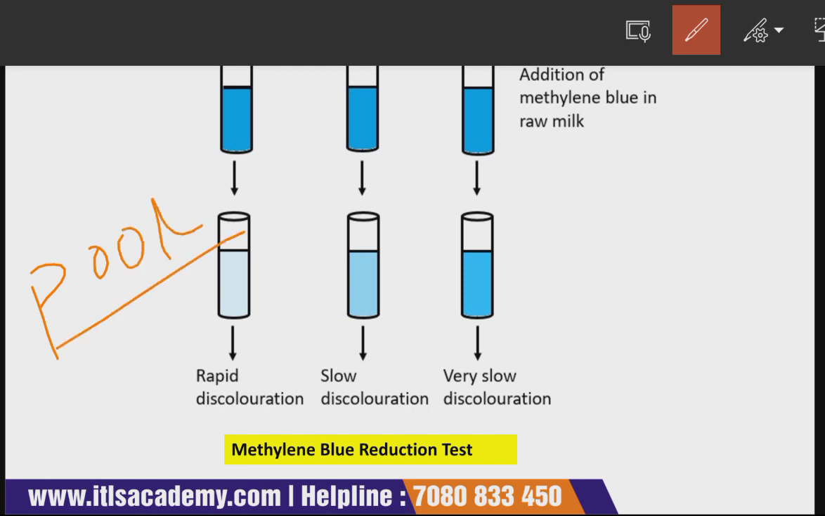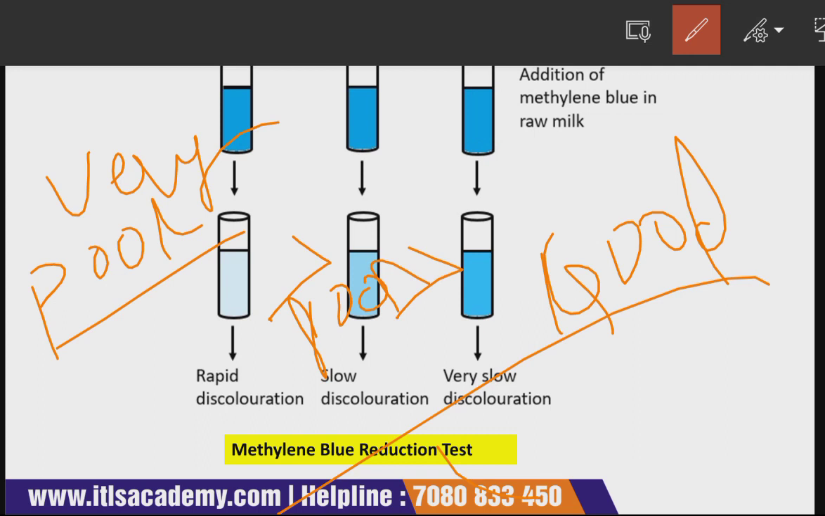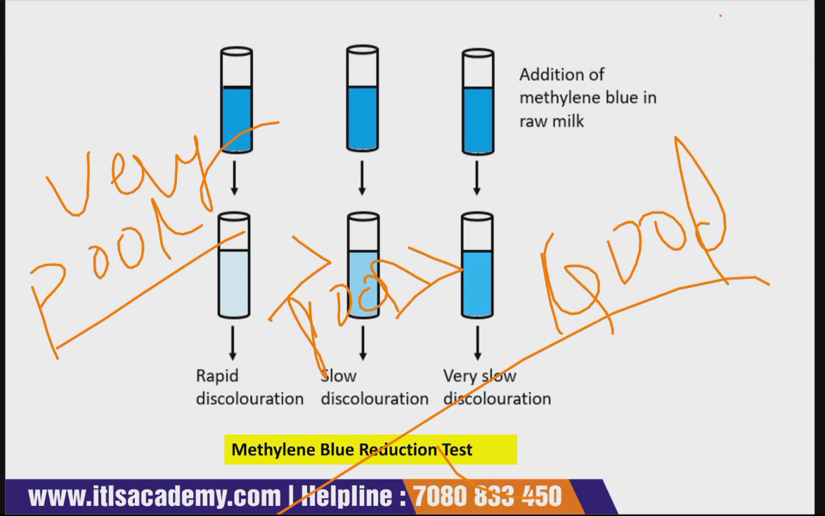Rapid means very fast. Slow means this is more. If you talk about the quality, the contamination, in this one it is very poor, and this shows it is good. So this is how the reduction time plays an important role, meaning how quickly the color is decolorized.